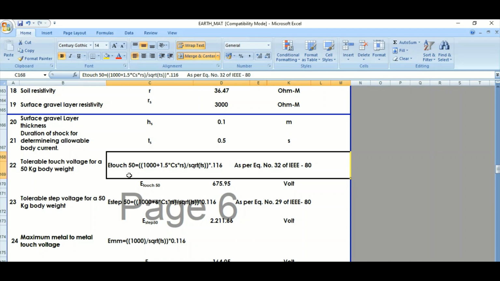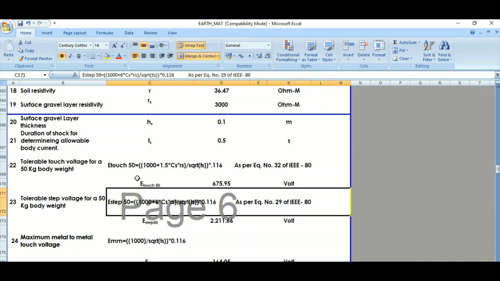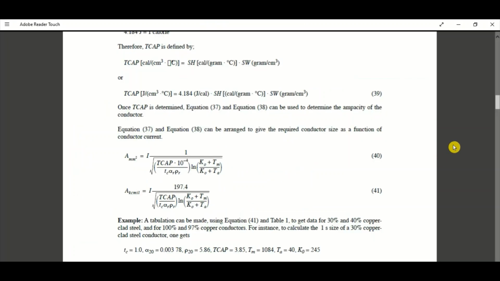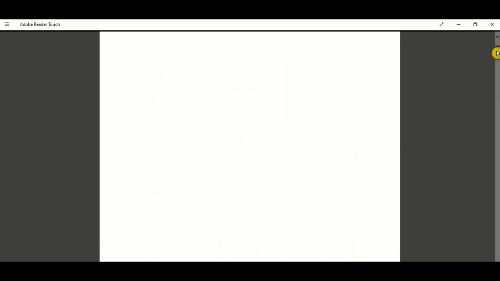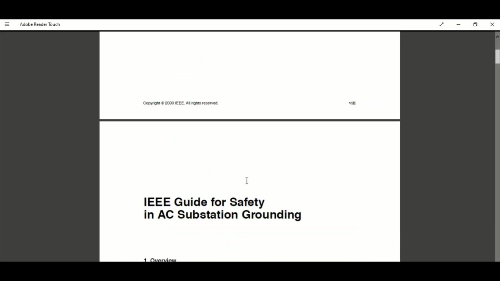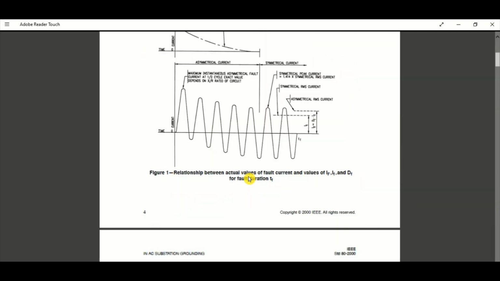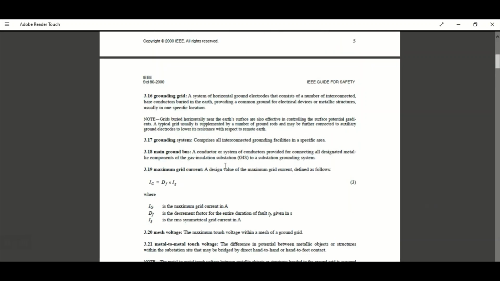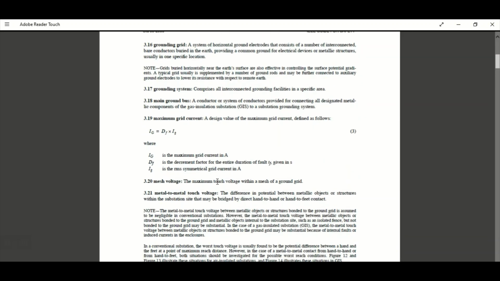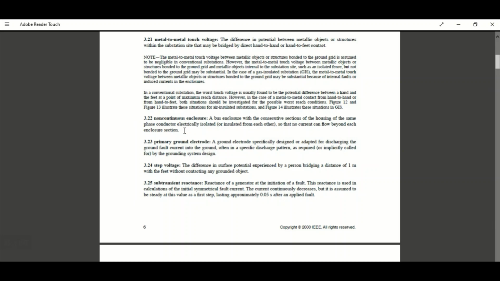So what is touch potential and what is step potential? If you are not aware of this, you can go through the IEEE 80. In the IEEE 80, this definition is provided. Let me show you. What is this? Is the GPR, ground potential rise. So I will show you what is step and touch potential.